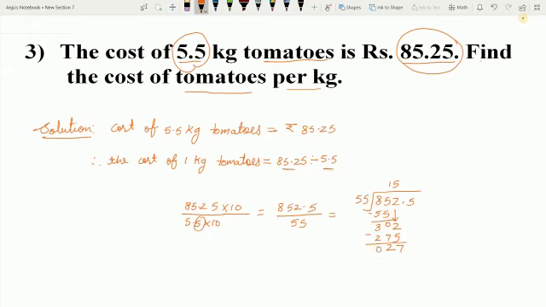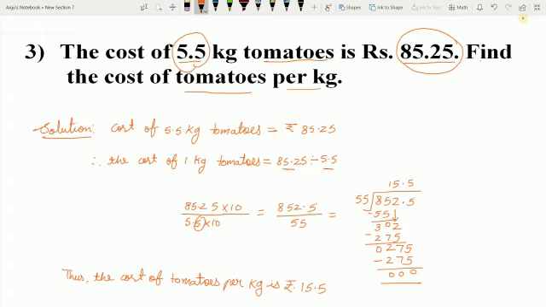Now students, in the dividend we have a decimal point. So we put a decimal point in the quotient also. Now let's bring down the digit, which is 5. Students, remember it, we do not have to bring down the decimal point, we only bring down the digit. So again 55 goes into 275. How many times? It's 5 times. In 5 times what do we get? 275. Now let's subtract and we get 0. Thus the cost of tomatoes per kg is rupees 15.5.